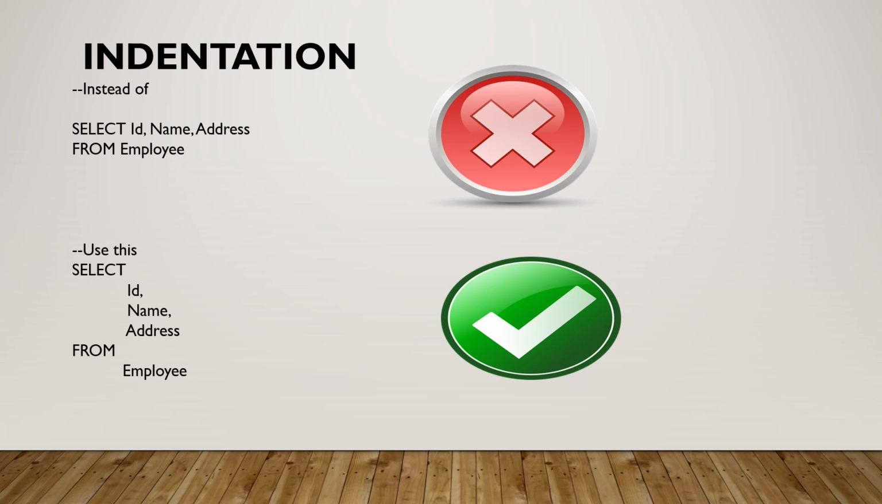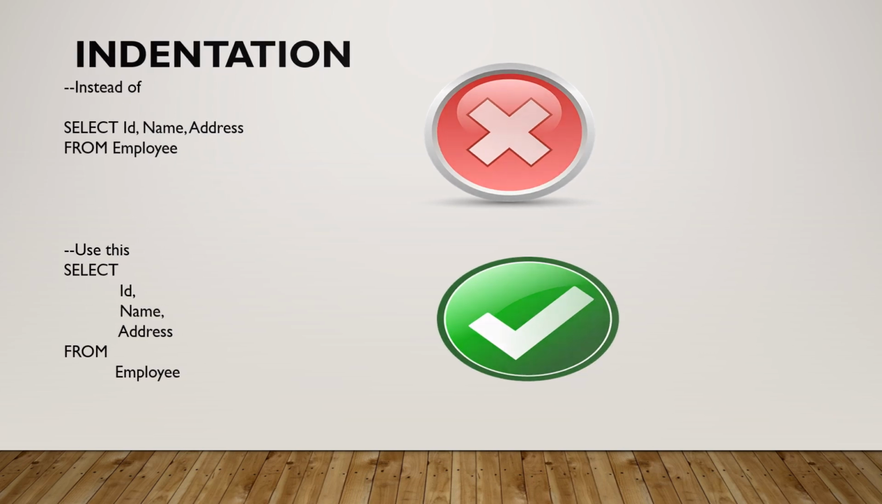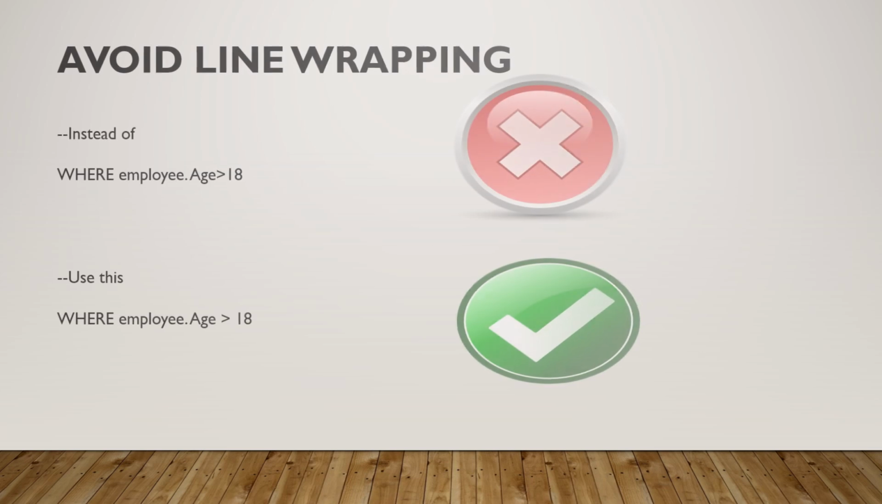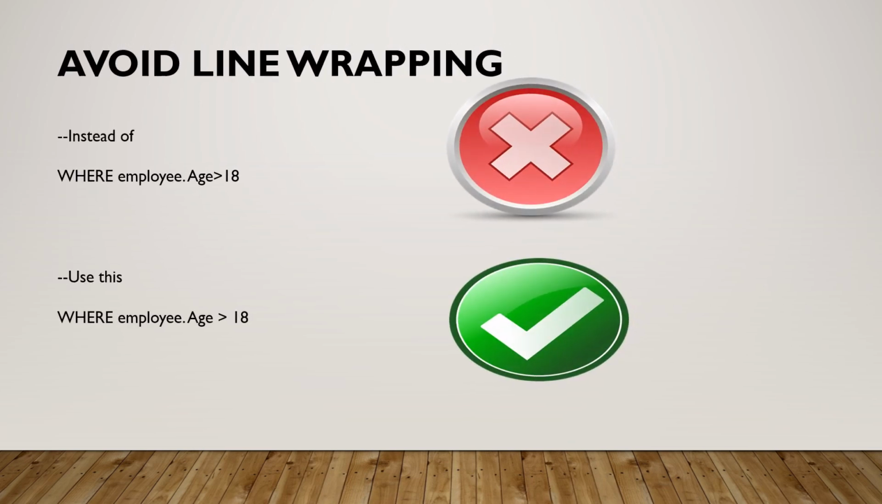Next is avoid line wrapping. Squished code can be challenging to read, right? Especially when it gets lengthy. By avoiding line wrapping, you can improve readability. As you can see on the screen, instead of getting clumsy, you can just give spaces and make it more readable.